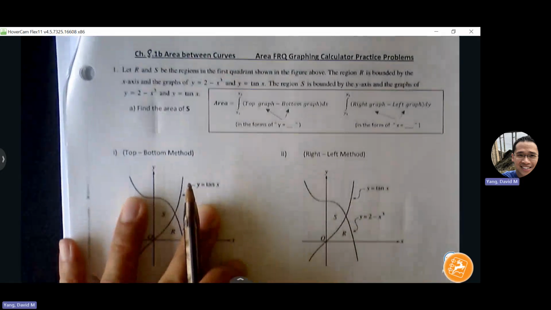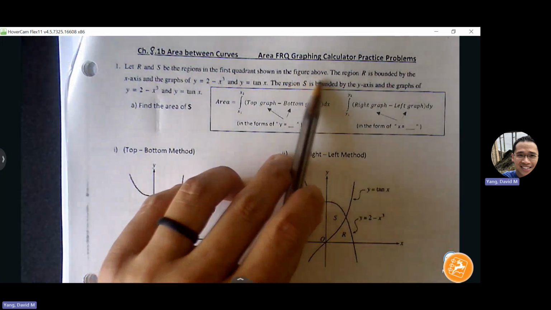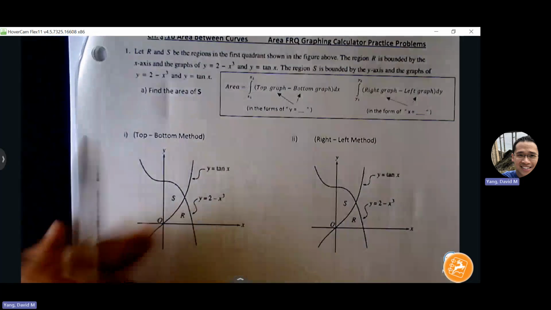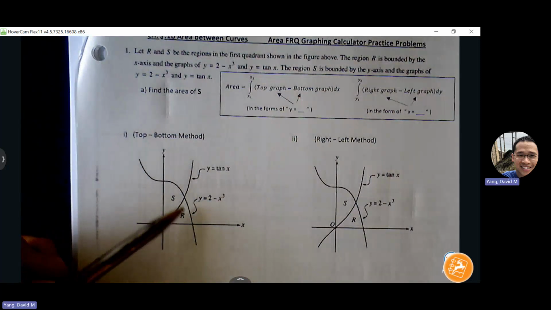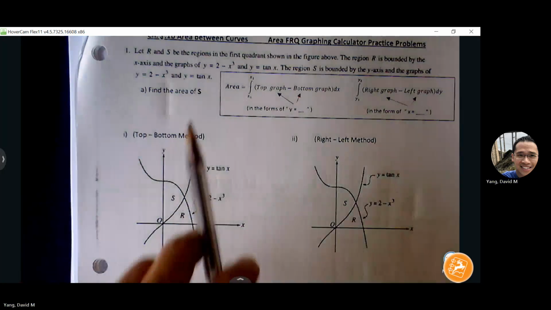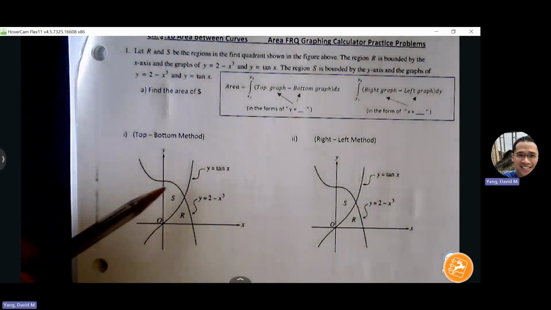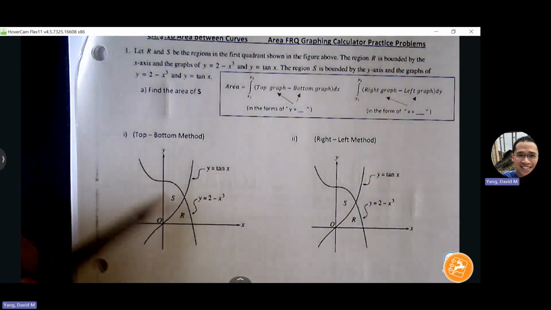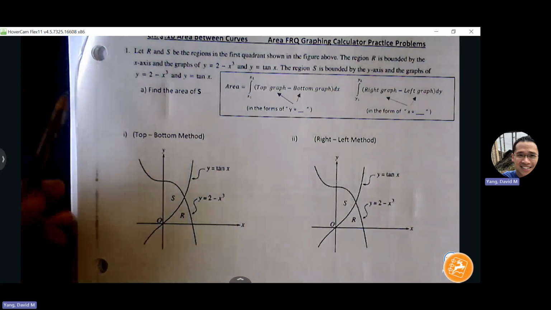Okay, so let's read the problem here. It says, let R and S be the regions in the first quadrant shown in the figure. Region R is bounded by the x-axis, the graph of 2 minus x cubed, that's this curve on the left here, and y equals tangent of x. Region S is bounded by the y-axis, 2 minus x cubed, and y equals tangent of x.